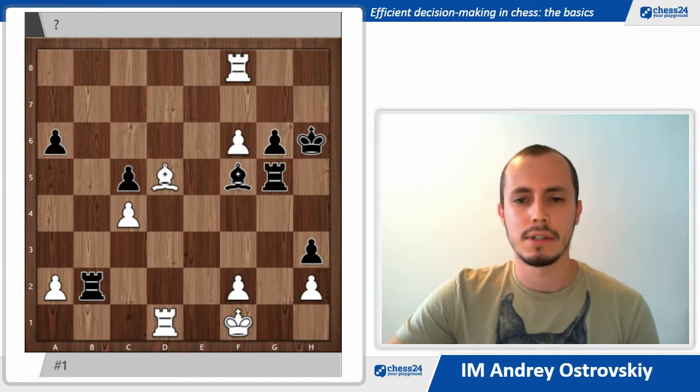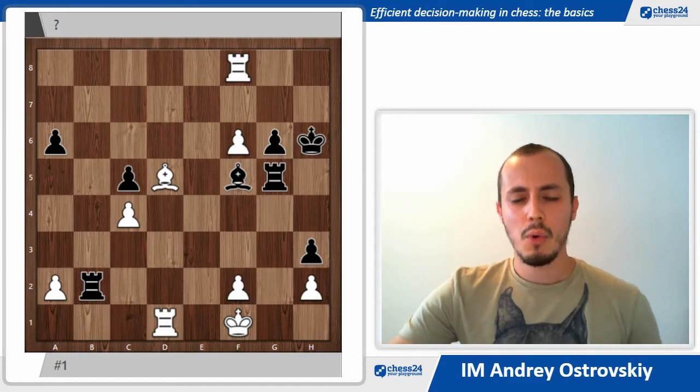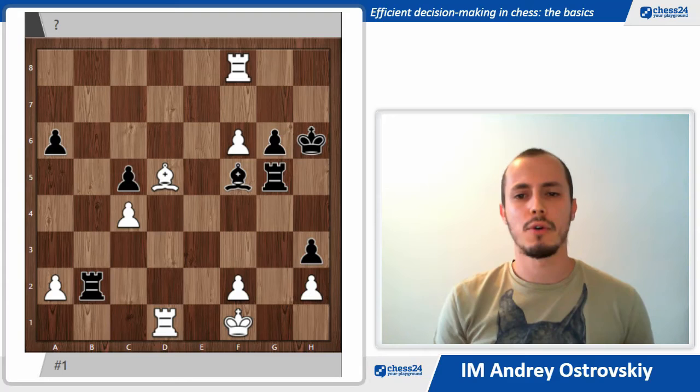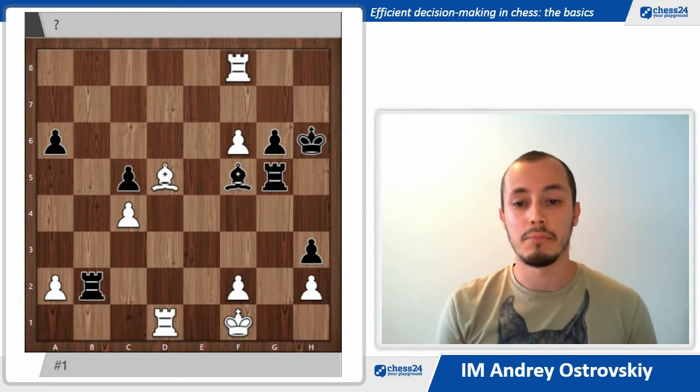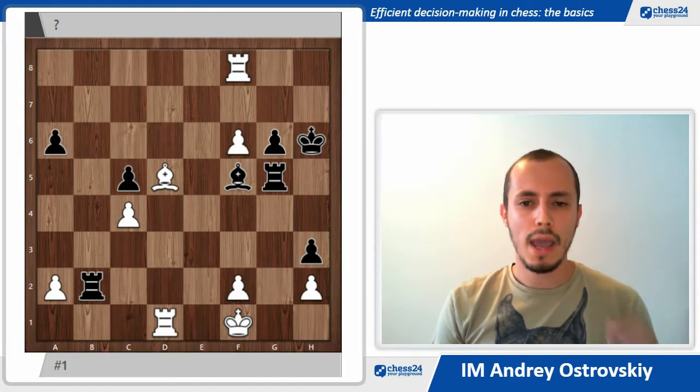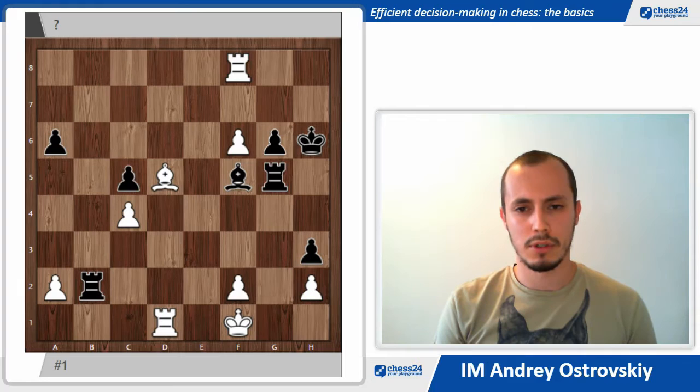Of course, because if it is white's turn to move, white just makes rook h8 check, and it is checkmate. So what should we do when we face a certain position? What is our first step before making a concrete decision, before making a concrete move? We have to start with the evaluation process.